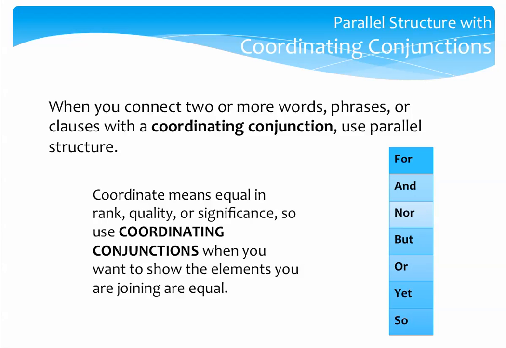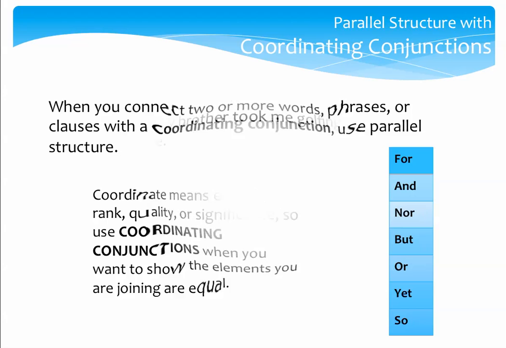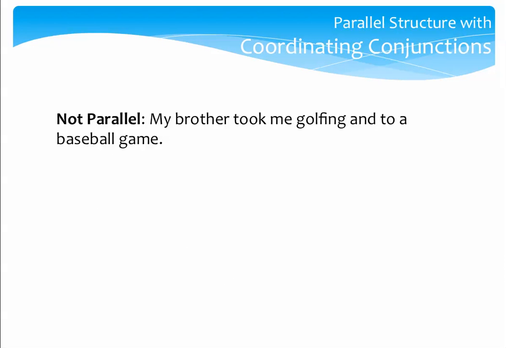Coordinate means equal in rank, quality, or significance. So you would use a coordinating conjunction when you want to show that the elements you're joining together are equal, that they're of equal rank, quality, or significance. And if they're equal, then really they should be in the same grammatical form. They should balance. So an example of a sentence that is not parallel is my brother took me golfing and to a baseball game. This probably doesn't sound wrong to most people, but it's not parallel because the elements being joined aren't the same. So again, we want to first look for the conjunction.